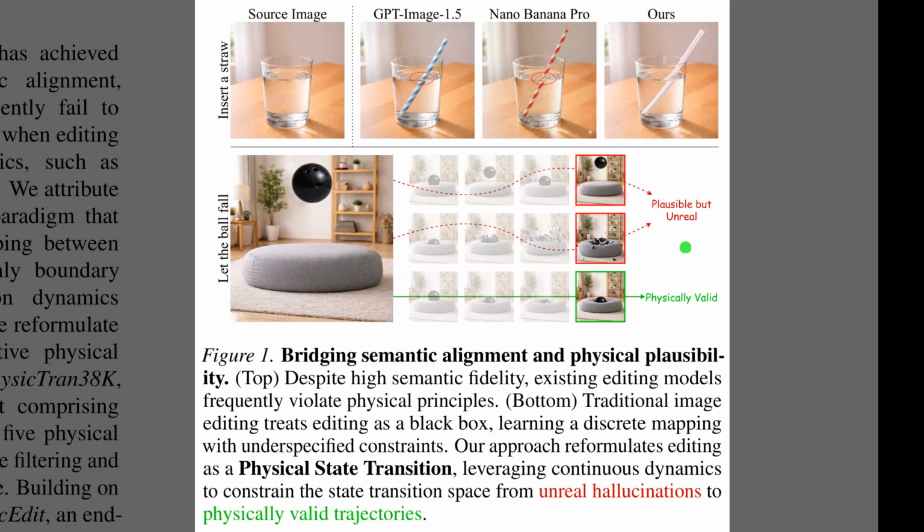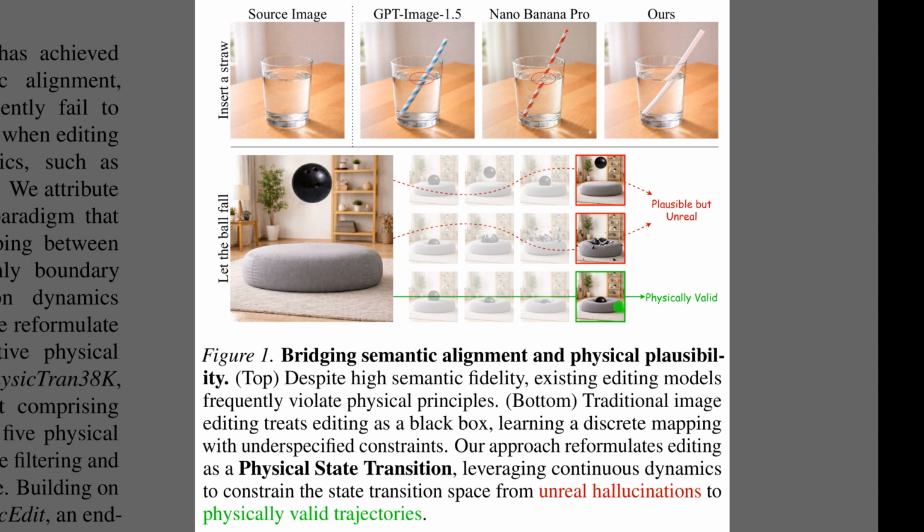To see why this matters, Figure 1 illustrates the core problem with current editing models. In the top row, the instruction is simply to insert a straw. Notice how standard models like GPT Image 1.5 or Nano Banana Pro just paste a straight straw in, completely ignoring optical refraction. But the model on the right, labeled Ours, correctly renders that bent appearance at the water surface.